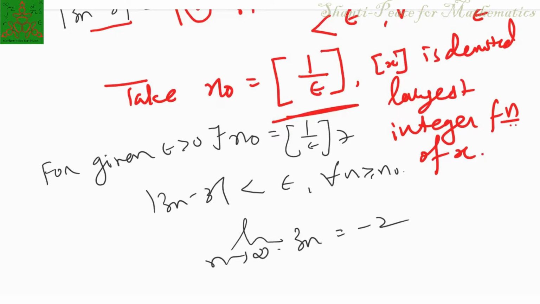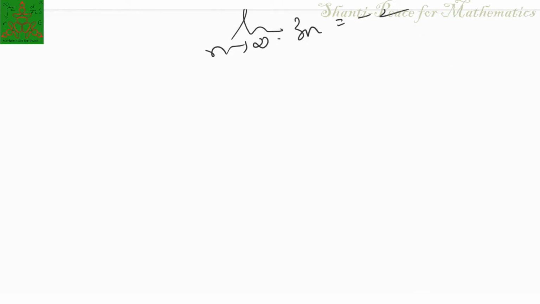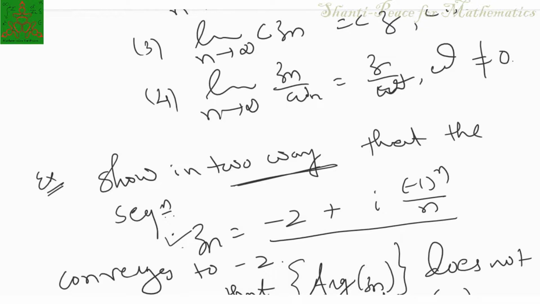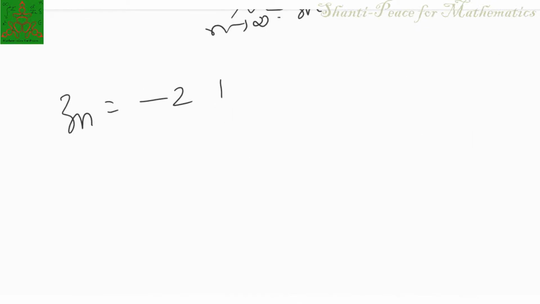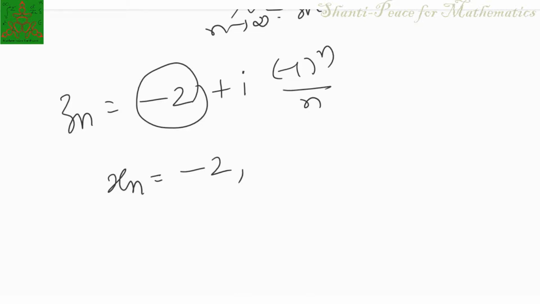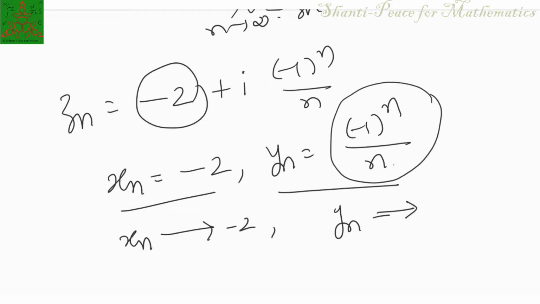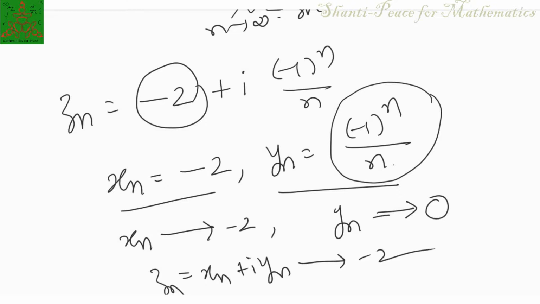Now in the second way, Zn is given as minus 2 plus i times minus 1 raised to n upon n. So the real part is xn, that is minus 2, and yn will be minus 1 raised to n upon n. These are two real number sequences, and you know that xn is a constant sequence which converges to minus 2, and yn, as n tends to infinity, will converge to 0. So therefore xn plus i yn, that is your Zn, will converge to minus 2. So this is another way to prove that the given sequence converges to minus 2.